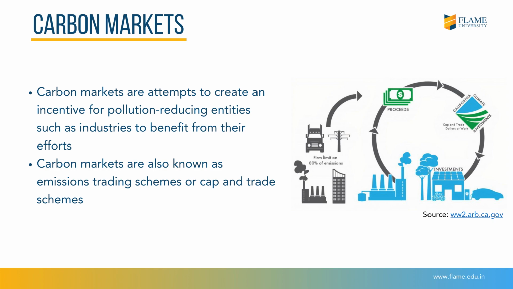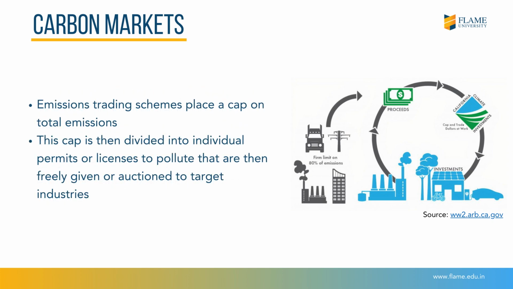Emissions trading schemes such as the European Union Emissions Trading Scheme and the California Cap and Trade Scheme place a cap on total emissions. This cap is then divided into individual permits or licenses to pollute that are then freely given or auctioned to target industries such as power plants based on their prevailing level of emissions. Think of a permit of 1 ton of carbon as a license to a receiving power plant to emit 1 ton of carbon per year.